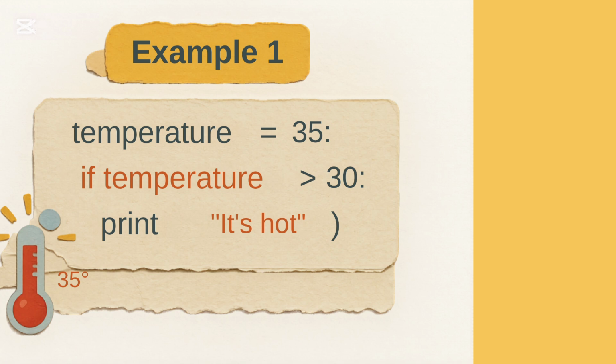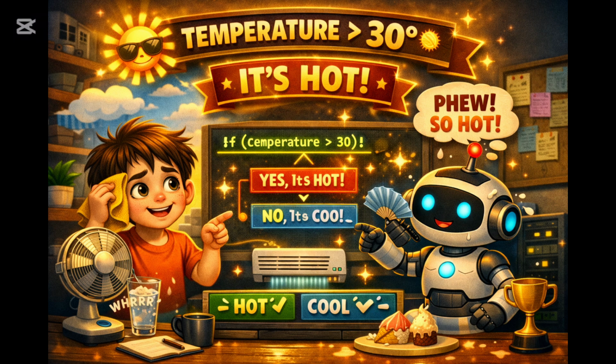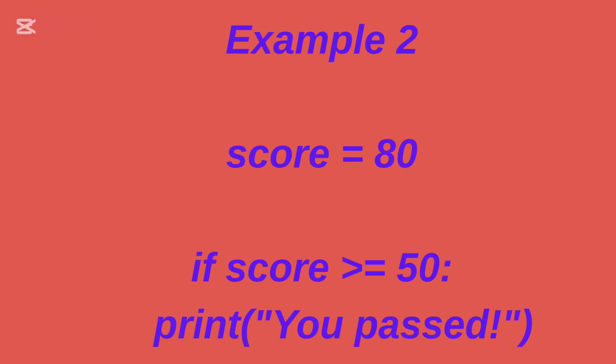So what's happening here? The computer checks, is temperature greater than 30? If yes, it prints "it's hot". If no, it does nothing. Simple, right? Let's look at a few more examples.